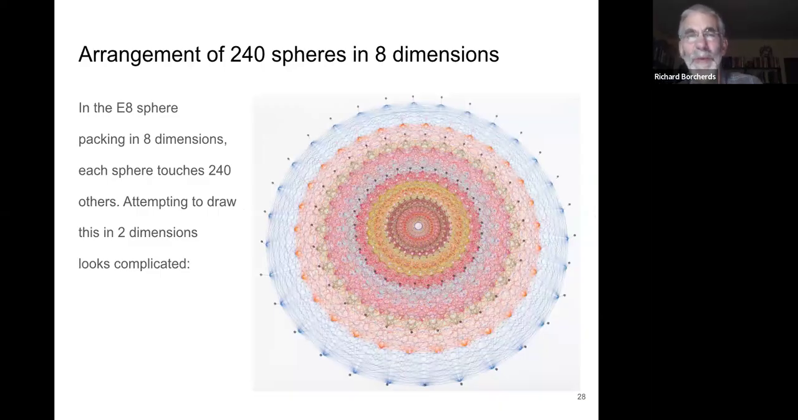It's a bit difficult to draw pictures of this packing in 8 dimensions because we only have 3 dimensions to draw it in. You can try and draw the 240 spheres touching a given sphere, and if you project this down into a plane, you get this rather complicated pattern looking like this. So there are sort of 240 points in this graph, and there's a line between 2 spheres if they touch, or possibly don't touch. I can't quite remember. So you can see this is quite a complicated configuration.